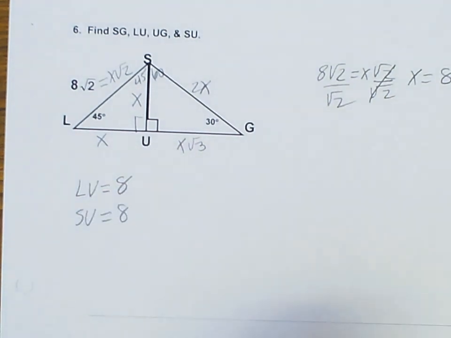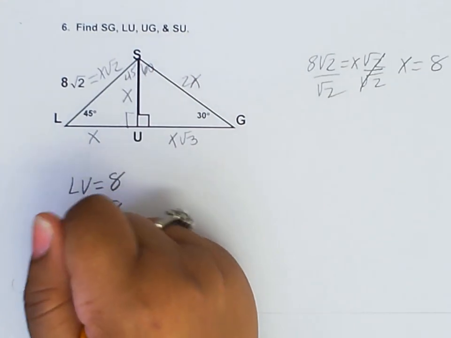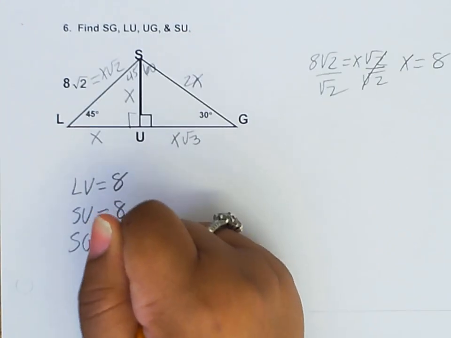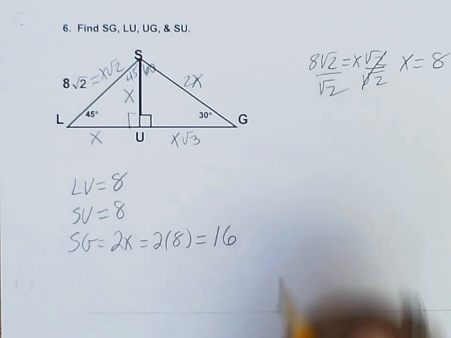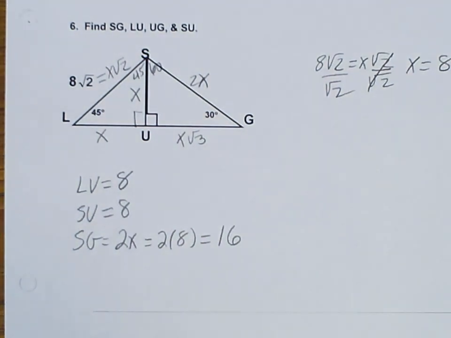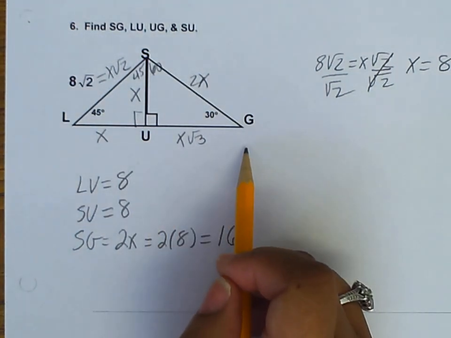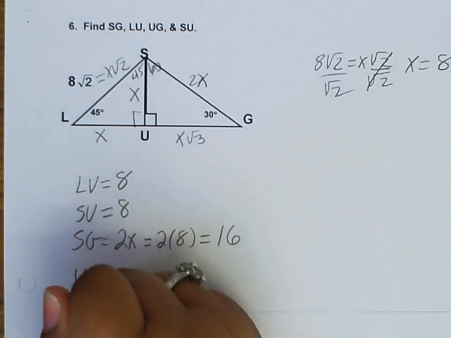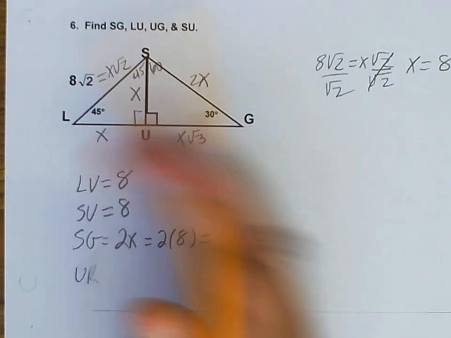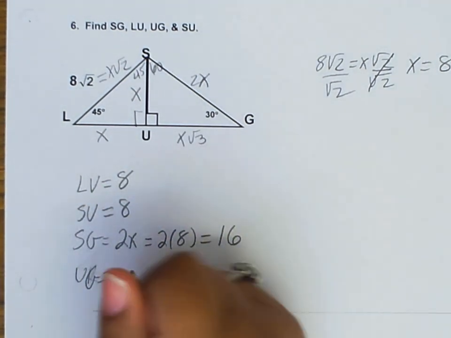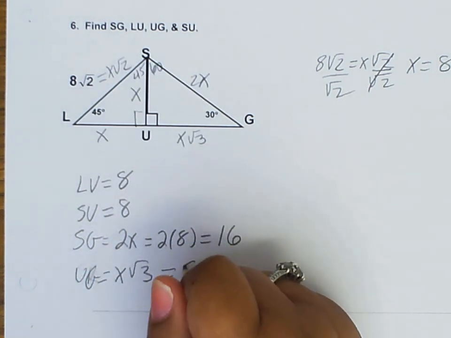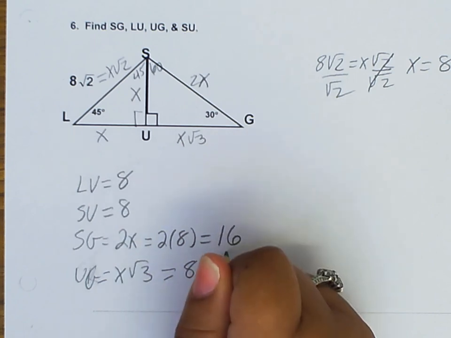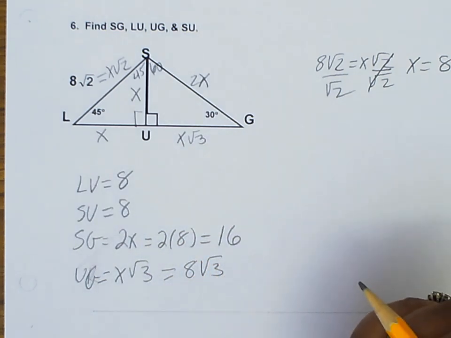All right, so now if I wanted to find SG, the rule is 2x, so I will just take 2 times 8, which gives me 16. And then if I wanted to get the last one, which is UG, the rule is x radical 3. So all you would do is put the x in that spot, x radical 3. You can't simplify that anymore, so you're done.